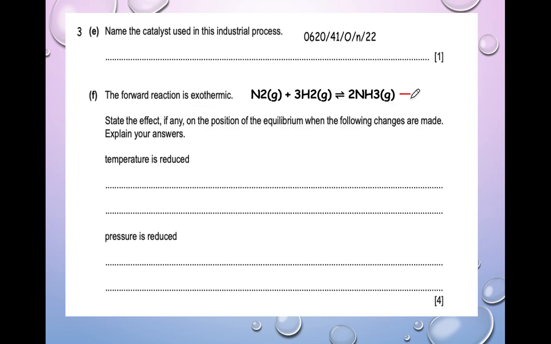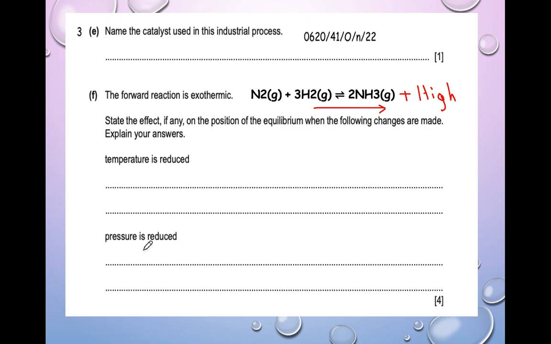Now, the forward reaction is an exothermic reaction. So, exothermic reaction means heat is released. So, what will happen? State the effect, if any, on the position of equilibrium when the following changes are made. Explain your answers. Temperature is reduced. So if we decrease the temperature, what will happen? And if the pressure is reduced? Let's start with the temperature. Of course, when we decrease the temperature, it will move in the direction that releases heat. So it will move to the right hand side, because it is exothermic.